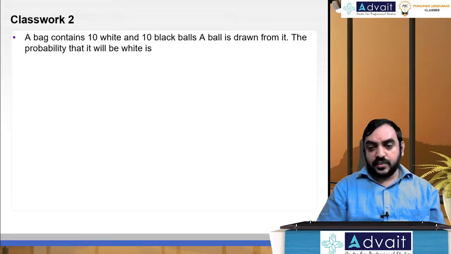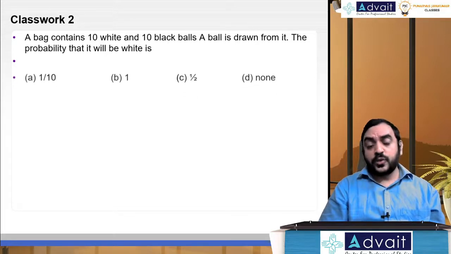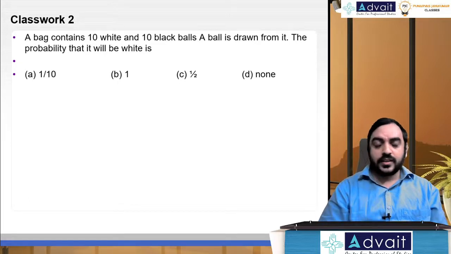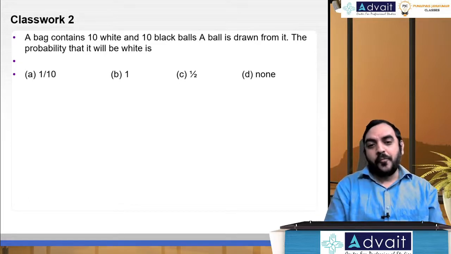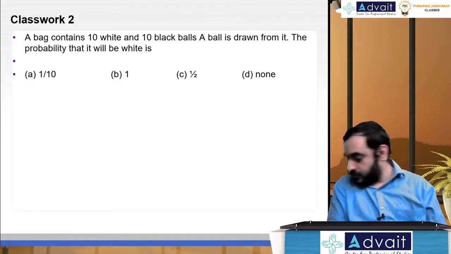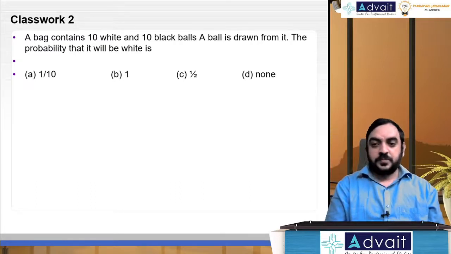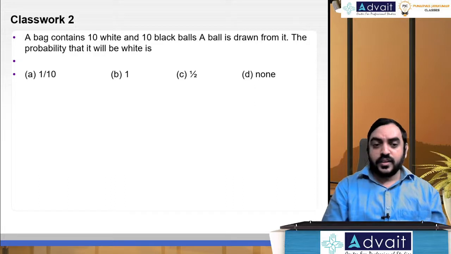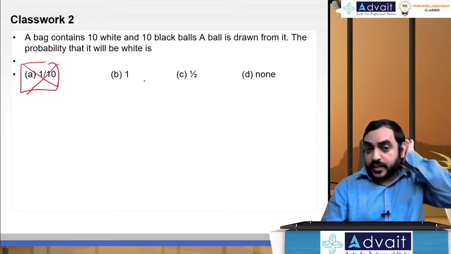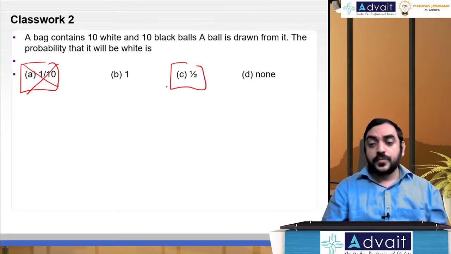A bag contains 10 white and 10 black balls, and a ball is drawn from it. The probability that it will be white is, can you tell me? What do you think is the answer for this one? Some people think it is 1 by 10. It is not right. It is 1 by 2.